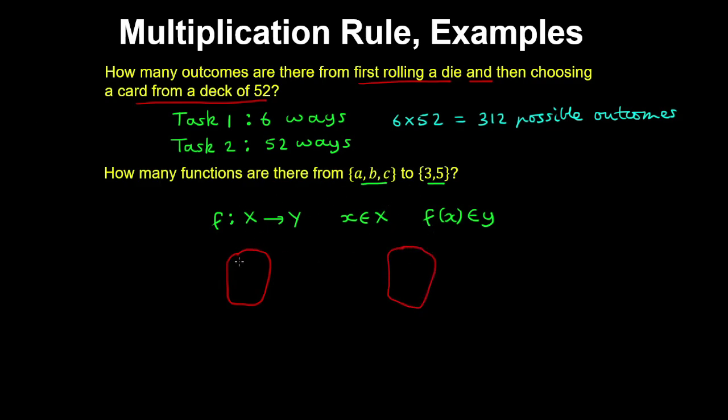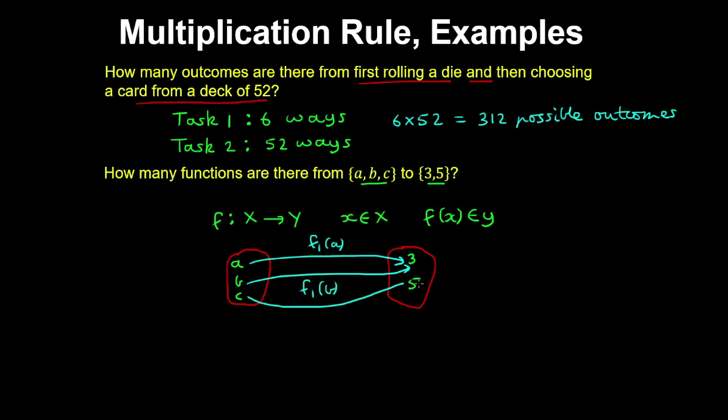We have some inputs A, B, C and 2 outputs 3 and 5. So if we take some function of A, for example, that could map to 3. A function of B may map to 3, and a function of C may map to 5. So this is just some arbitrary function. So we can split this in 3 tasks.